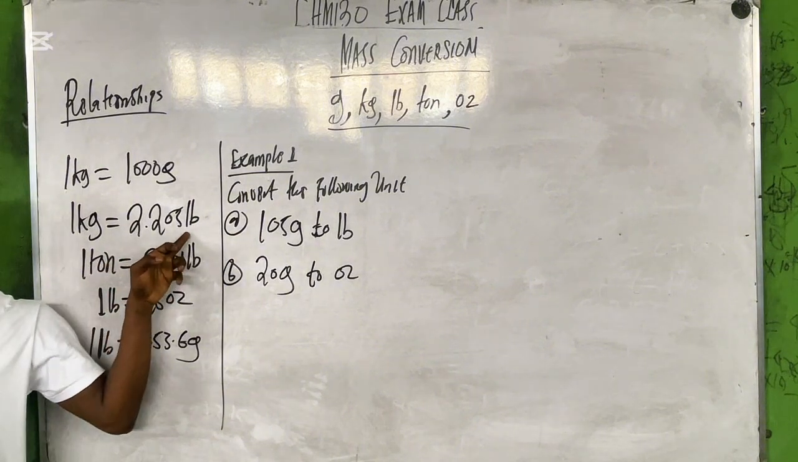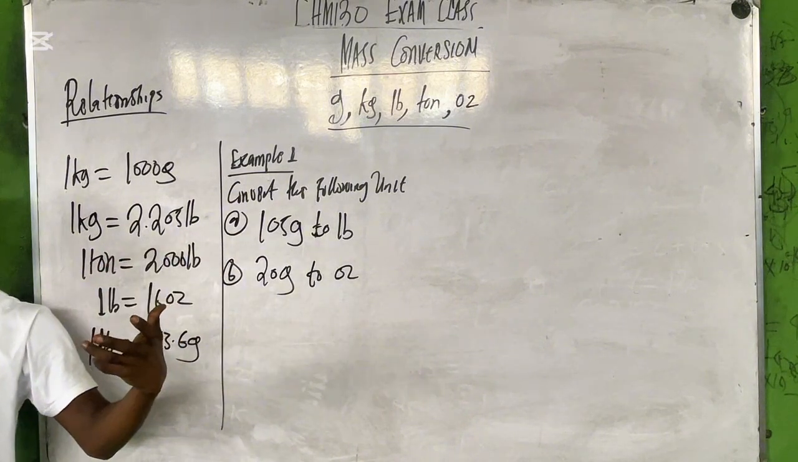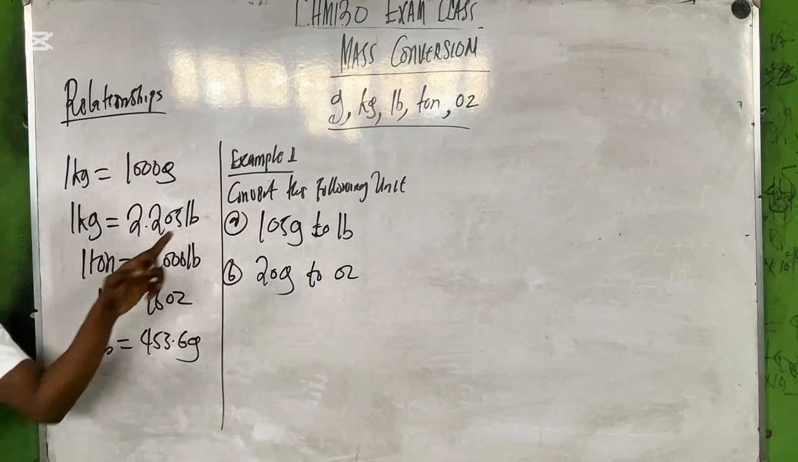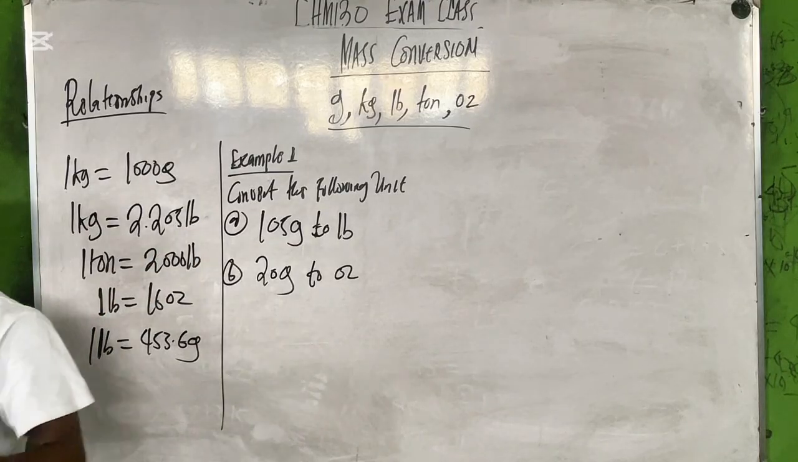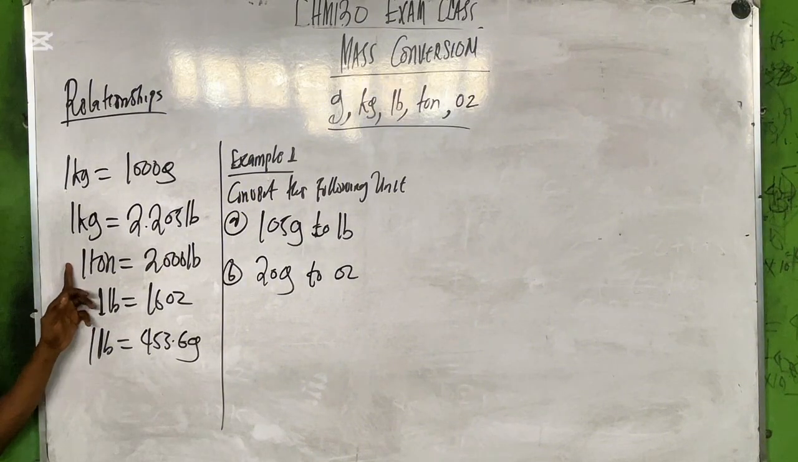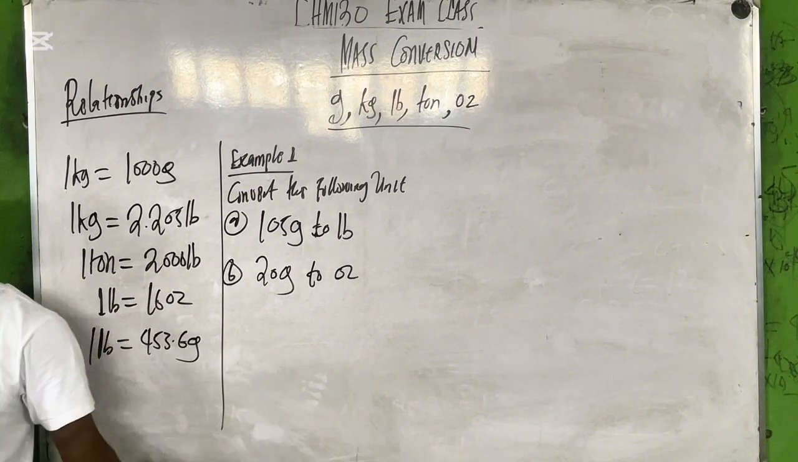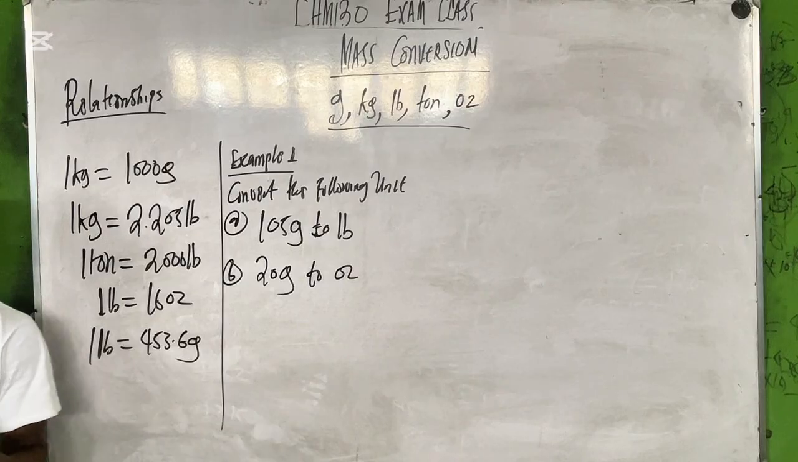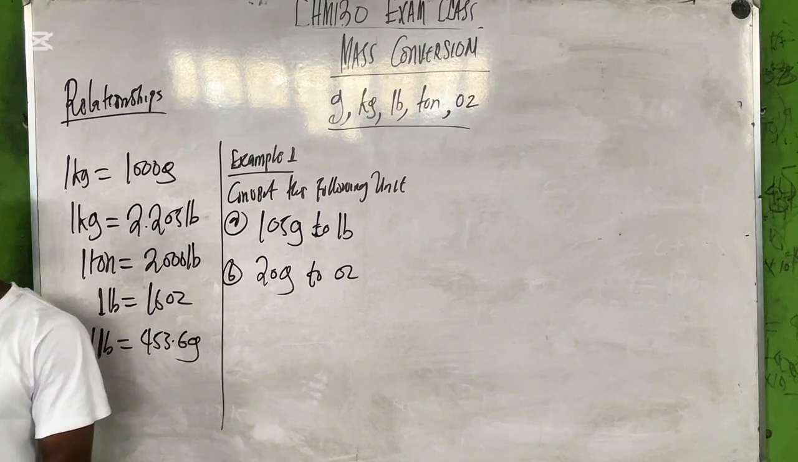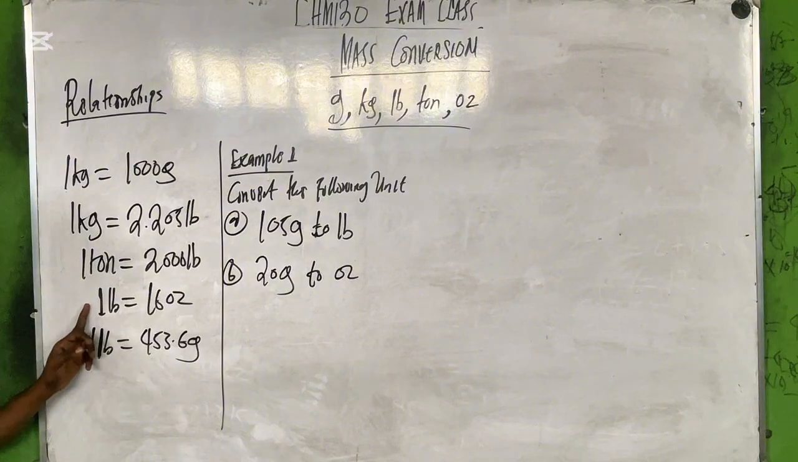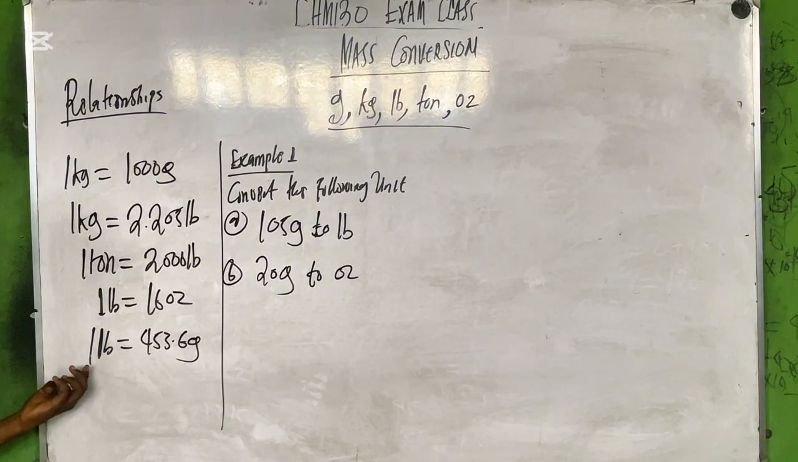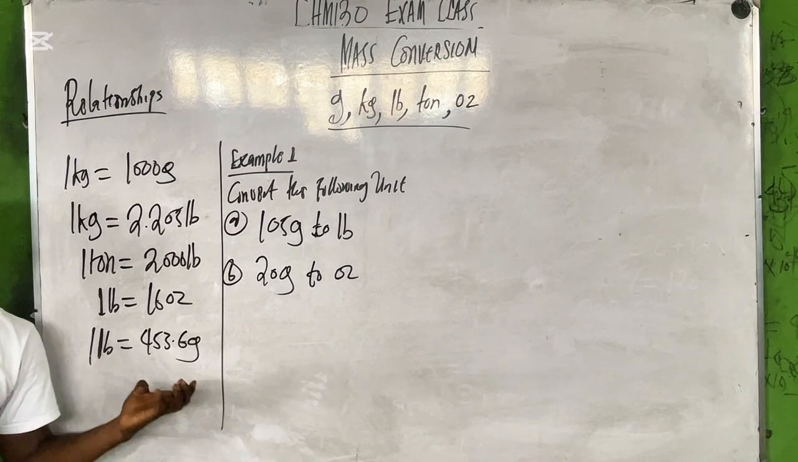Now here we have 1 kilogram equals 2.205 pounds. So probably you have been given the mass in pounds, and they ask you to express it in kilogram. Here we have 1 ton equals 2,000 pounds. Here we have 1 pound equals 16 ounces. And here we have 1 pound equals 453.6 gram.